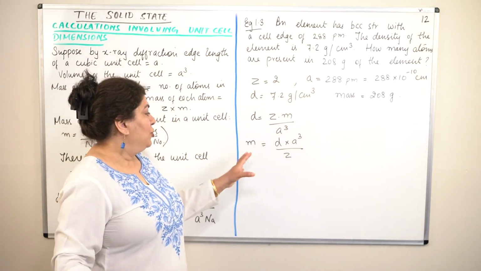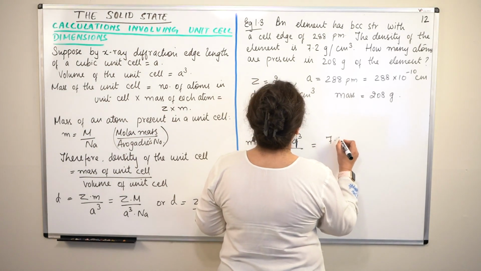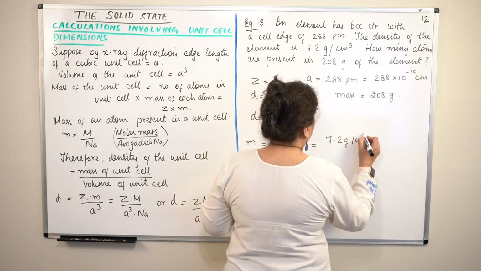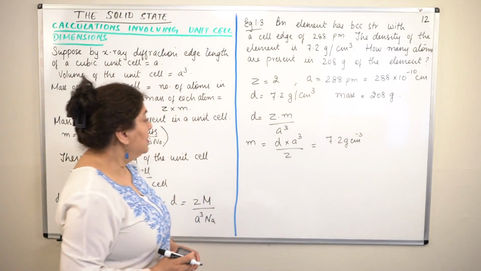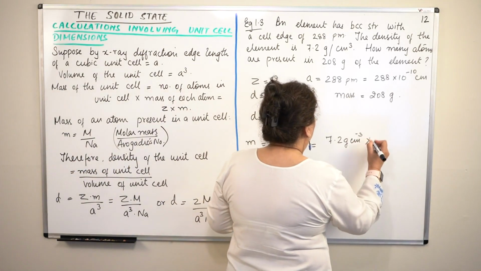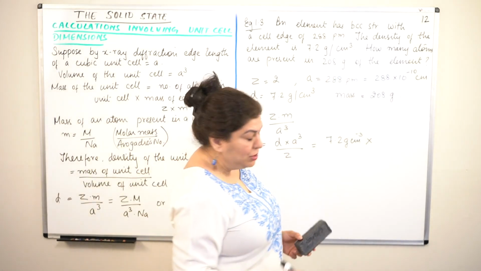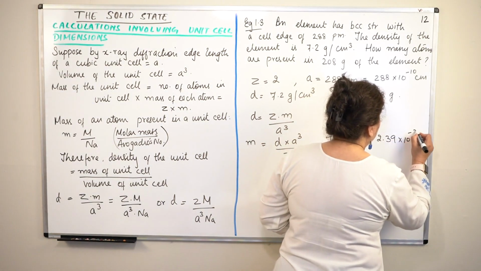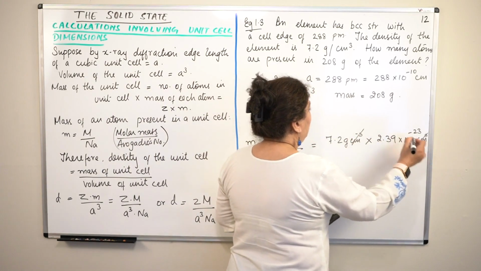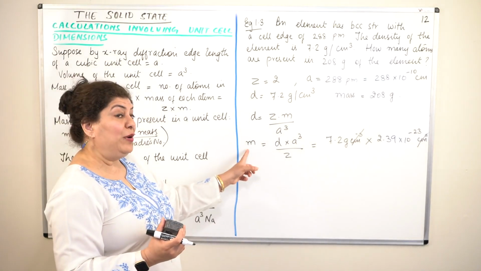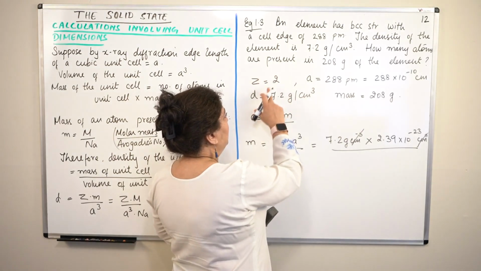Does that make sense to you? All I did was single out the mass of an atom that I am supposed to find out first. So the density that is given to us is 7.2 grams per centimeter cube, or instead of writing per centimeter cube, let me write centimeter cube inverse, into A cube, 288 into 10 to the power minus 10 centimeter. If I find the cube of this, it comes out to be 2.39 into 10 to the power minus 23 centimeter cube. Do you see the centimeter cube inverse and the centimeter cube will get cancelled here. In the end, I'm calculating mass, so my answer should be in grams, and Z is only a number which is equal to 2 in the case of a body-centered cubic cell, so Z is 2.